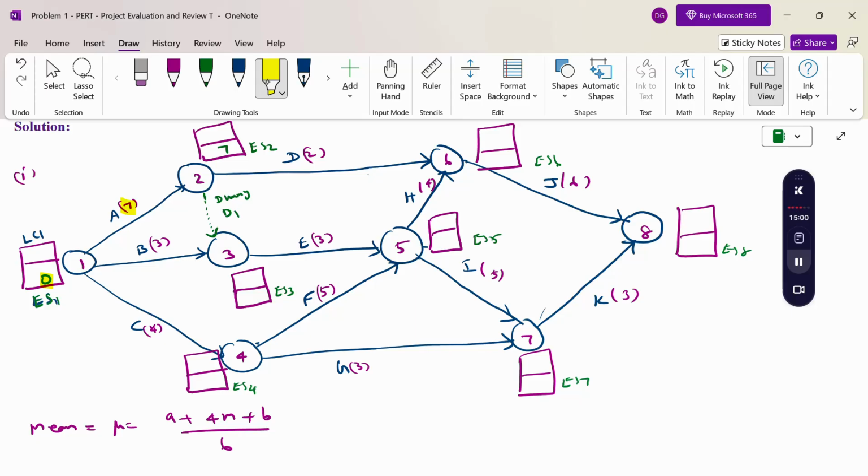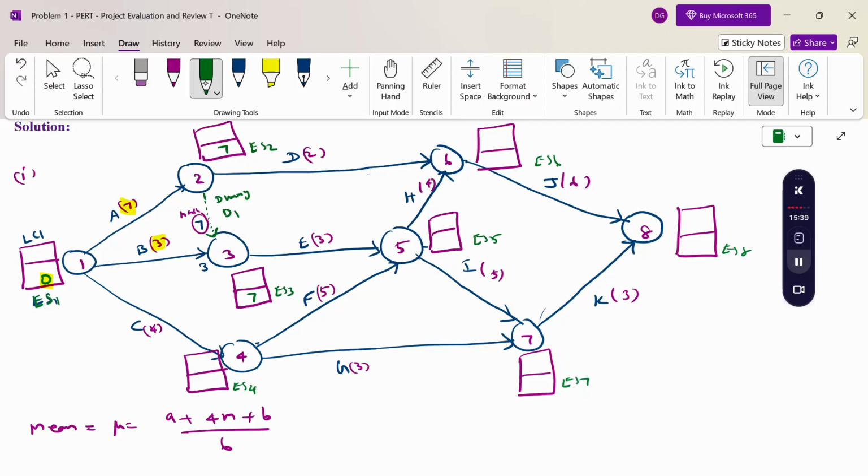So from here, this is 7, and here 0 plus 3, 3. Here what is the maximum? 7 is the maximum. So now we should write here the earliest starting time. How to calculate: if 2 lines are coming in here, we consider the maximum duration as the earliest starting time, 7.